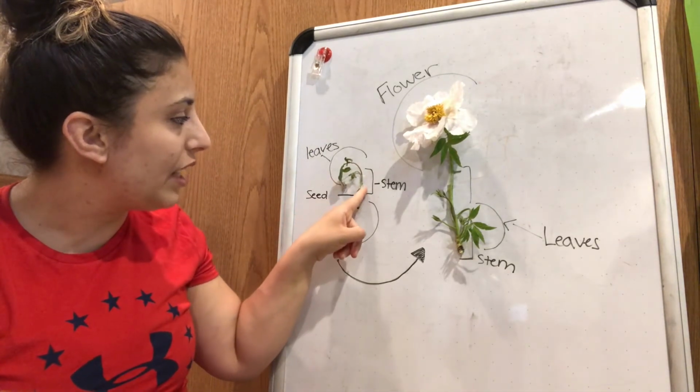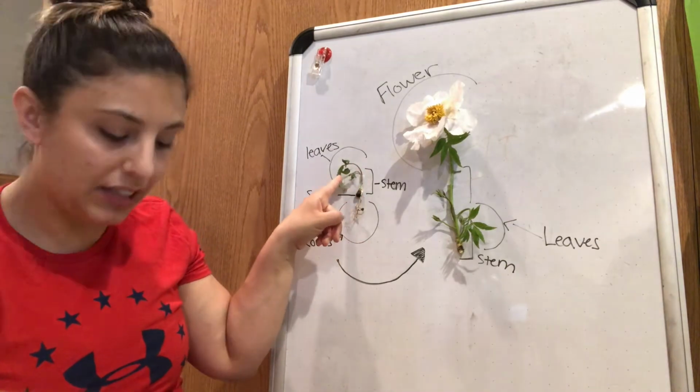So the stem is still kind of like a straw to the leaves.